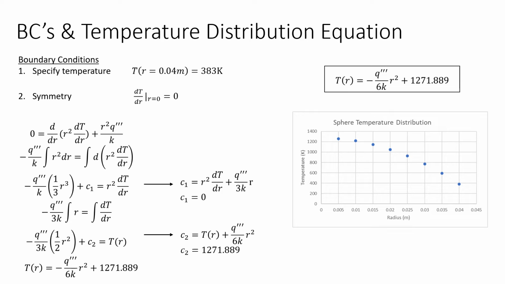First things first, this is our equation from the previous slide. Moving variables around to the other side, we take the integral, and we eventually get this C1. We need to solve for C1, and we can do that because of the second boundary condition, which is symmetry. Since we know that dT over dr when r equals 0 is 0, dT over dr is 0, we're also told that r is equal to 0.